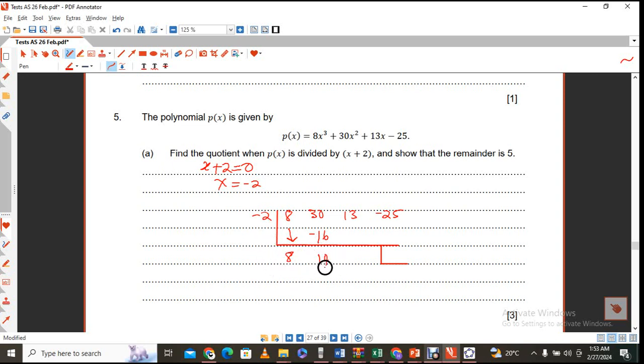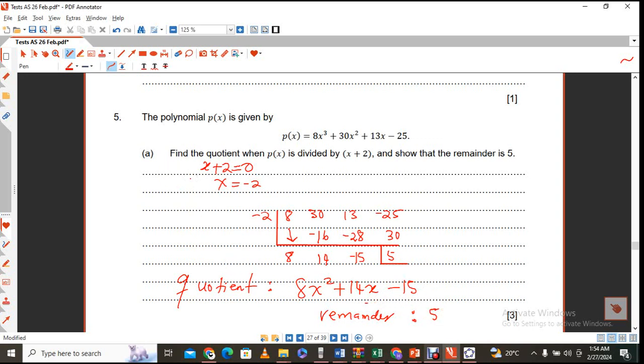Again, if you were to multiply, you get negative 28. If you were to add, you get negative 15. And a negative gives you positive 30. And if you add, you get a remainder of 5. So the quotient, therefore, would be 8x squared, which is now 1 degree less than that, plus 14x minus 15. And then obviously the remainder, we can see, is nothing but 5.